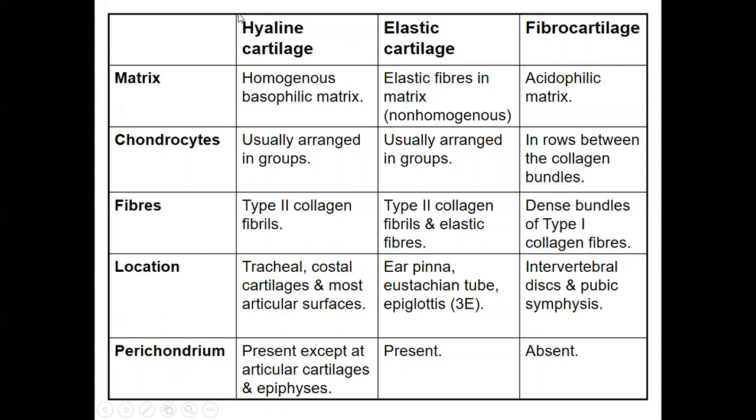And for the hyaline cartilage, the perichondrium is present, except at the articular cartilage and also the epiphysis. Please remember, I repeat, the hyaline cartilage has a perichondrium except at the articular cartilage and epiphysis. For the elastic cartilage, the perichondrium is also present, but for the fibrocartilage, the perichondrium is absent. Please remember that one.